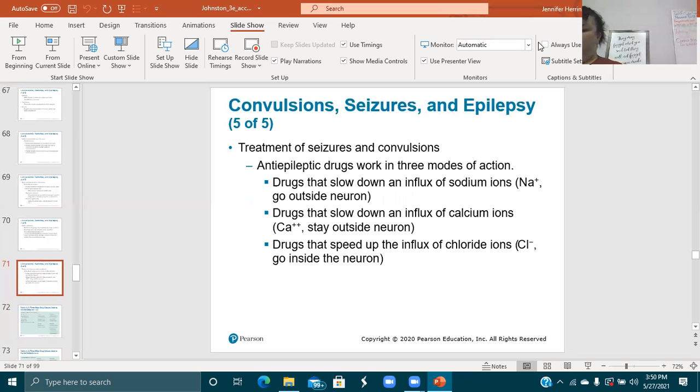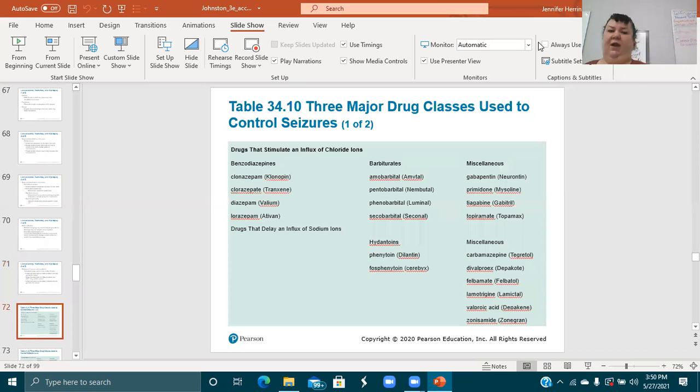On page 600, we have treatments of seizures and convulsions. So this would include anti-epileptic drugs that work in 3 modes of action. Drugs that slow down an influx of sodium positive ions that go outside the neuron. Drugs that slow down an influx of calcium positive ions that stay outside the neuron. And drugs that speed up the influx of chloride ions, or chloride negative ions, that go outside the neuron. Table 34-10 on page 600 depicts 3 major drug classes used to control seizures. Again, please go through that table at your own pace.